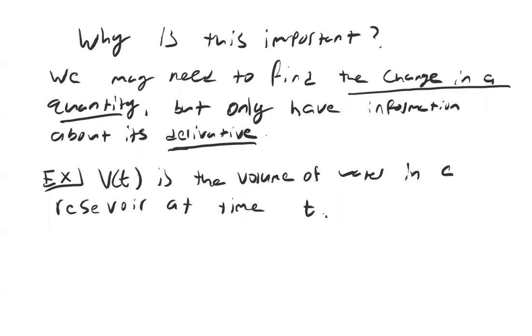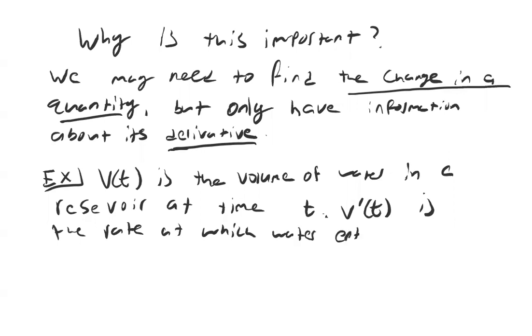And you're looking down a well and you're looking at this water level, and it might be really hard to figure out how deep the water is at any second. But it might be easier to look at how fast the water is draining from the well. So let's say V prime of t is the rate at which water enters or leaves the well. So it's the rate at which the volume is changing. So this might be easier to measure.